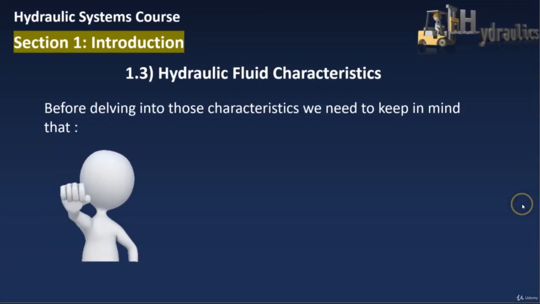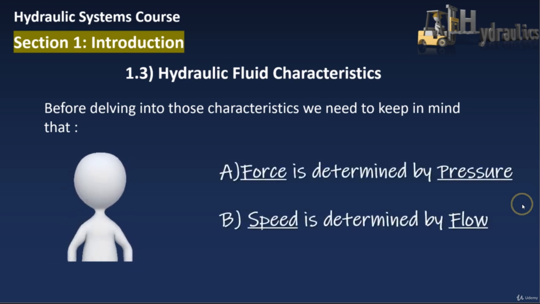Before delving into these 2 characteristics, we need to keep in mind 2 statements, and we will understand these 2 statements later. The first one: force is determined by pressure and speed will be determined by flow. We will come to these 2 statements later.